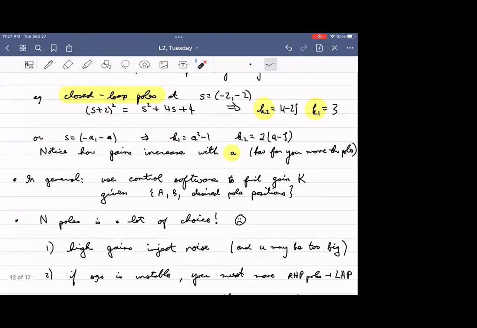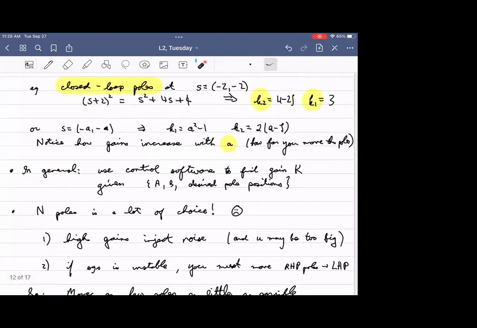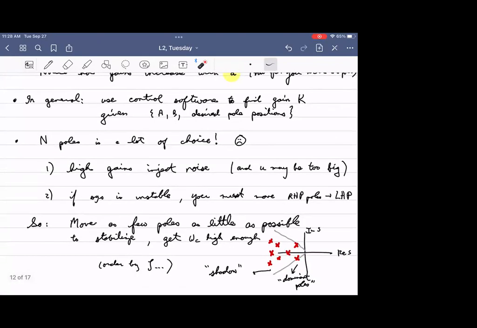Now, this is a two-dimensional system. We have two gains. Once you get to an n-dimensional system, you have n gains. That's a lot of choice. And so again, we want some systematic ways of thinking about it. We'll do that tomorrow.